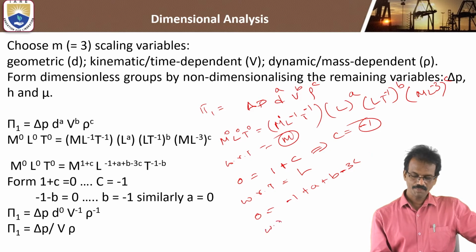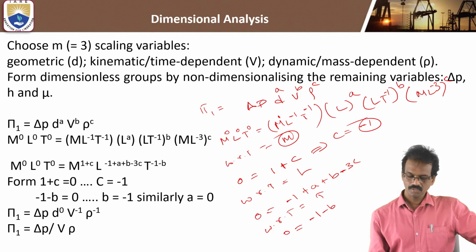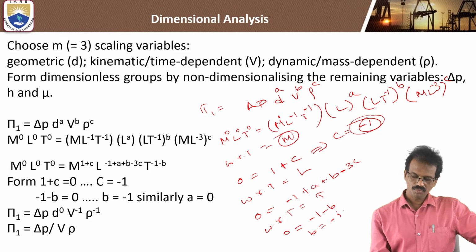Now we'll see with respect to T. Here the T power is equal to 0. Here the T power is equal to minus 1. Here the T power is equal to minus b. Here T is not there. So it means minus 1 minus b is equal to 0. Then b is equal to minus 1. So here c is equal to minus 1, b is equal to minus 1.